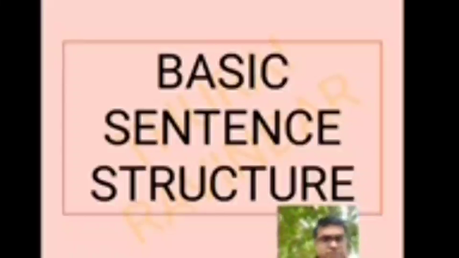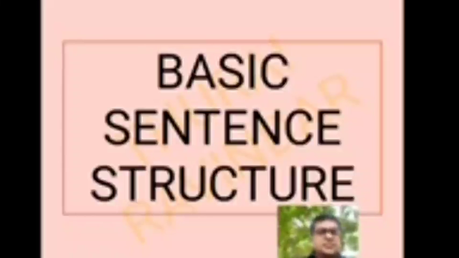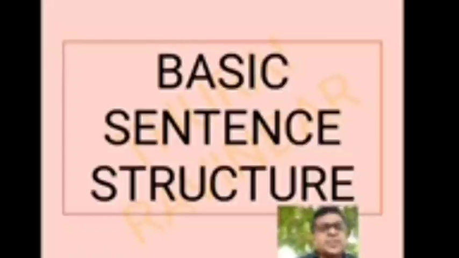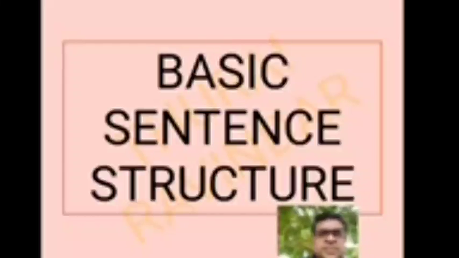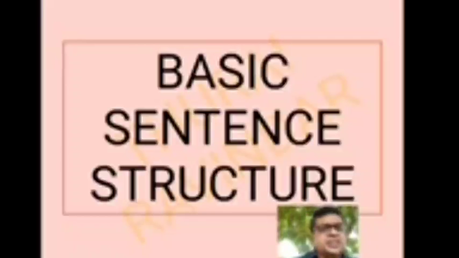In the previous lessons we discussed tenses: present tense, past tense and future tense. The present tense is divided into four parts: simple present tense, present continuous tense, present perfect tense, and the last one, present perfect continuous tense. Even in the past tense we discussed four tenses. What are they? Simple past tense, past continuous tense, past perfect tense and past perfect continuous tense.